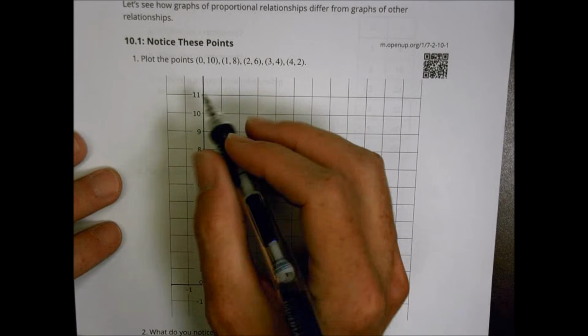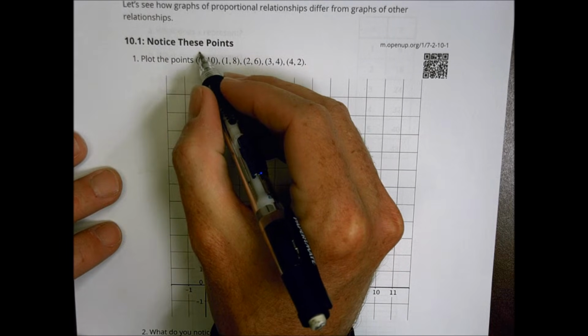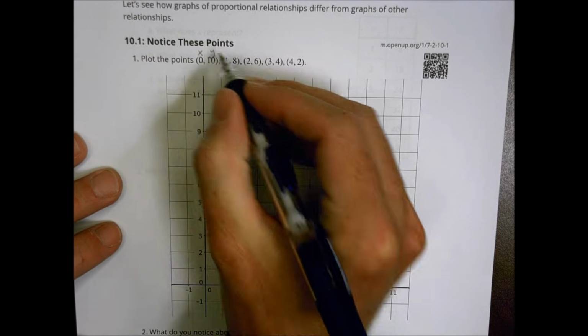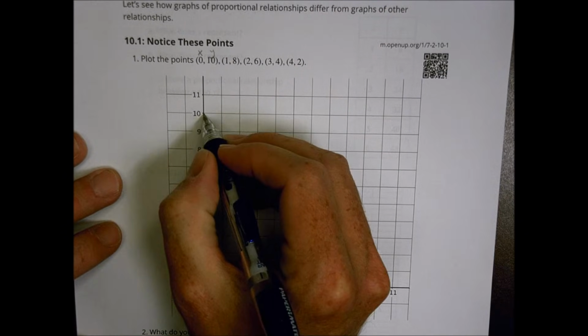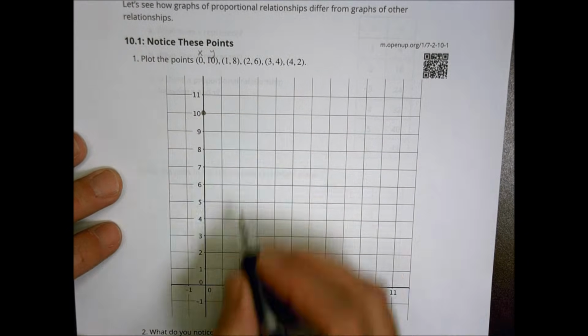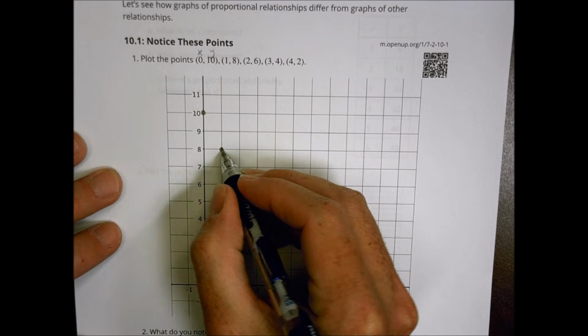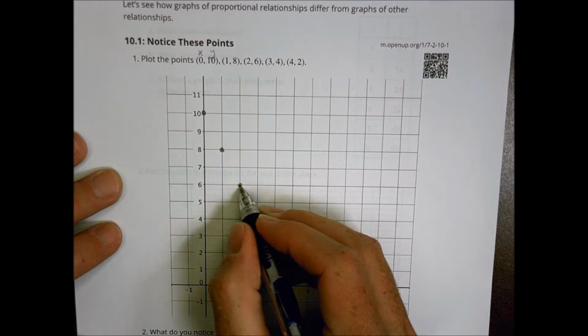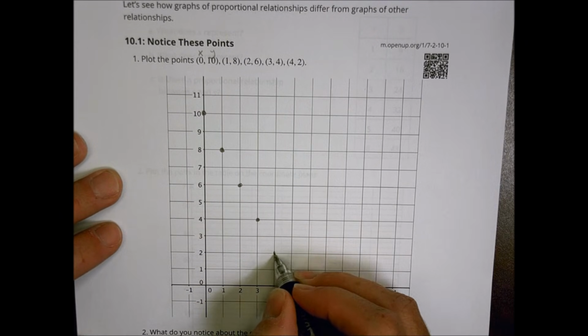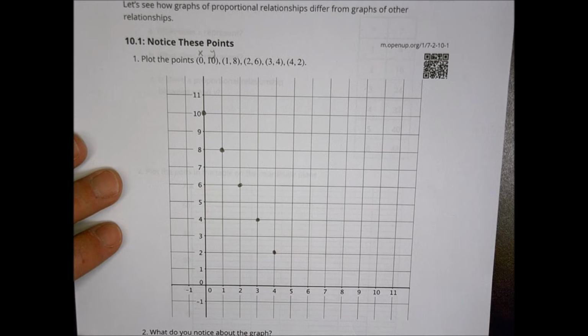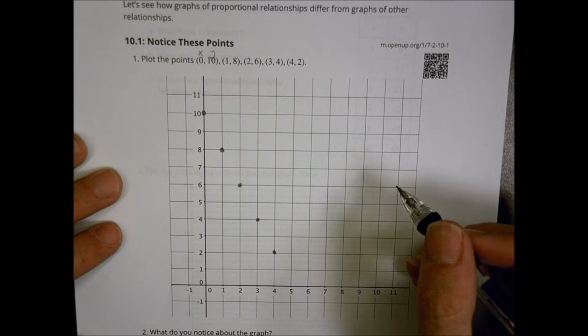You began today's lesson with some points that I asked you to plot. Remember our points, this is the x value and this is the y value. And so our initial part was plotting 0, 10, which is plotted right there. 1, 8, which was right there, 2, 6, which was here, 3, 4, which was there, and 4, 2, which was there. When you plot those points, what are some things you notice about them?